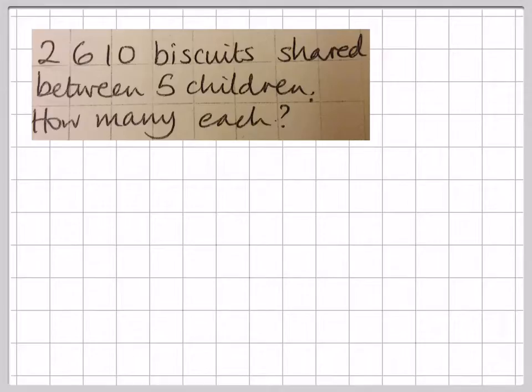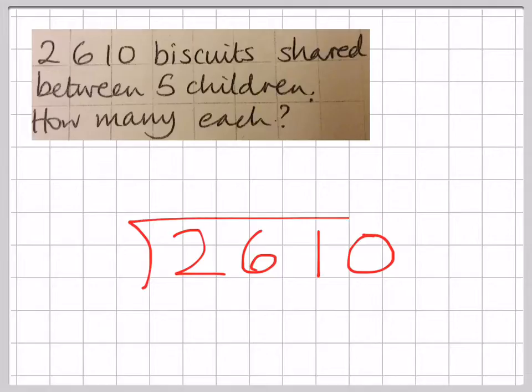And the last one. 2,610 biscuits are shared between 5 children. I wonder if they're the children that come to the Year 4 groups. Boy, they must have been hungry today.